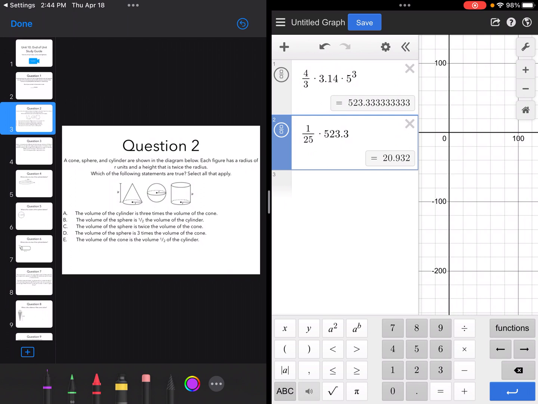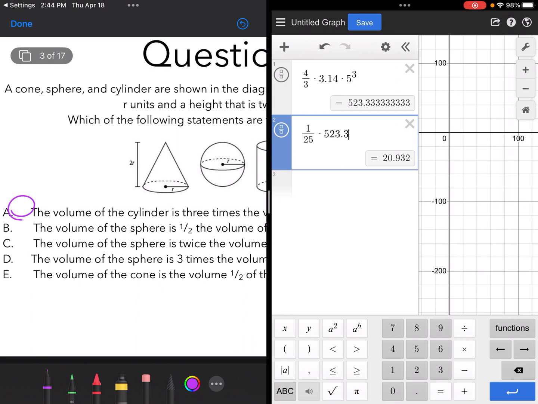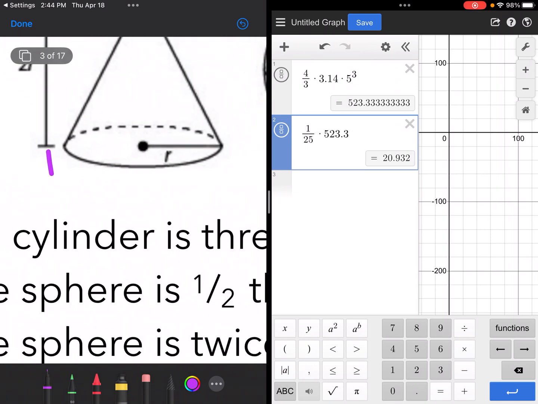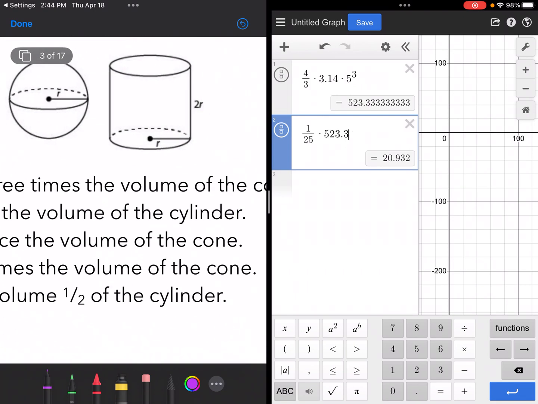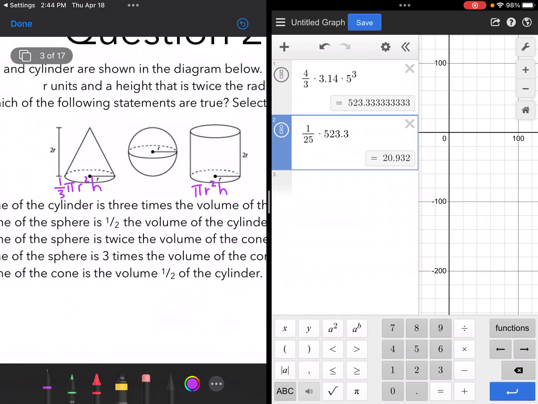Okay, a cone, a sphere, and a cylinder are all shown in the diagram below. Each figure has a radius of r units and a height that is twice the radius. Which of the following statements is true? Select all that apply. So the volume of the cylinder is 3 times the volume of the cone. Well, I know that's true because we know that the formula here is 1/3 pi times radius squared times the height, and we know this one is pi times radius squared times the height. So that means that the cylinder is 3 times the cone.